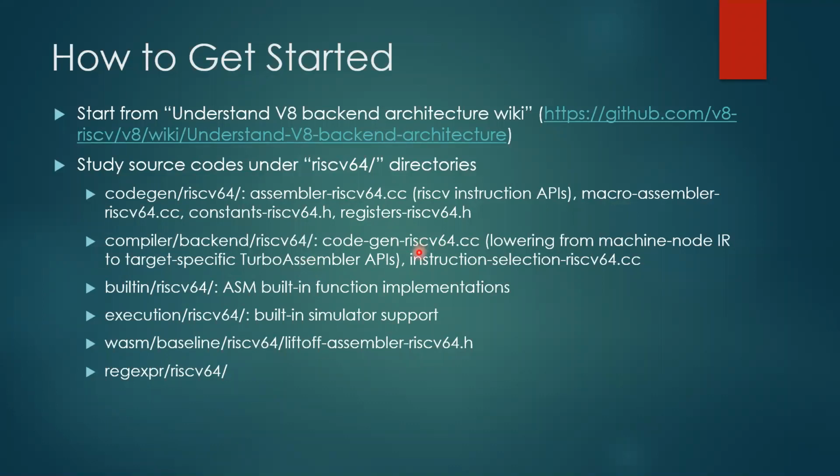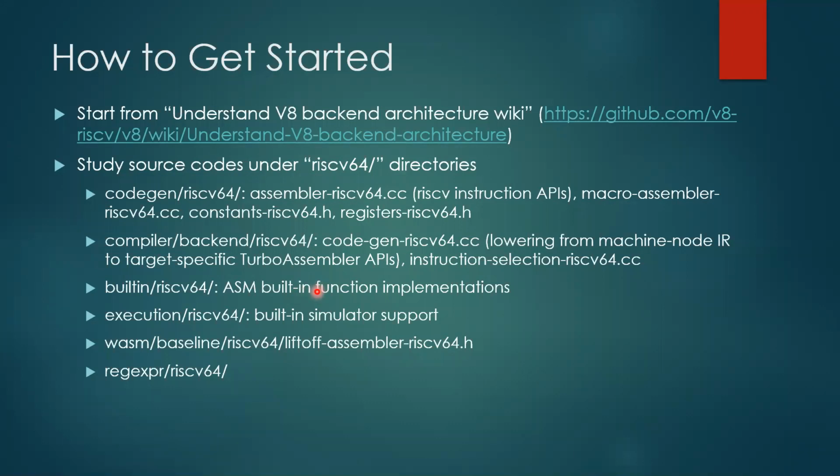And there's another one called instruction selection. This maps the typical machine node IR to these architecture-specific machine node IR, which start with kArch, like the one I showed you. And then built-in RISC-V 64. This directory contains all the ASM built-in function implementations. These are the hardest to understand because they deal with stack frames and how you adjust the stack pointer, and we spent a lot of time debugging these, but they are very, very important.